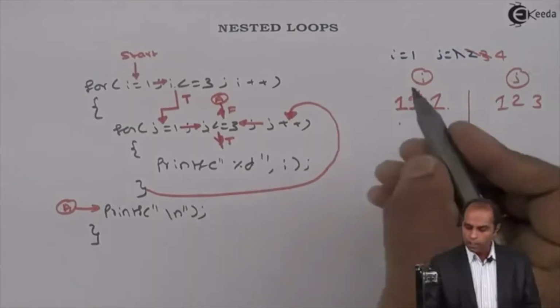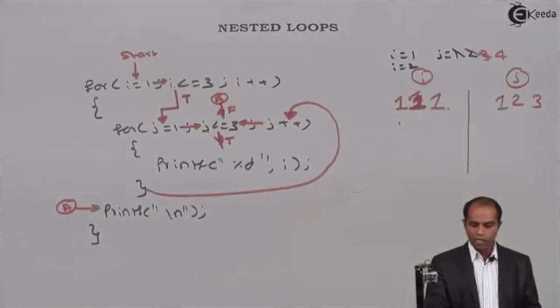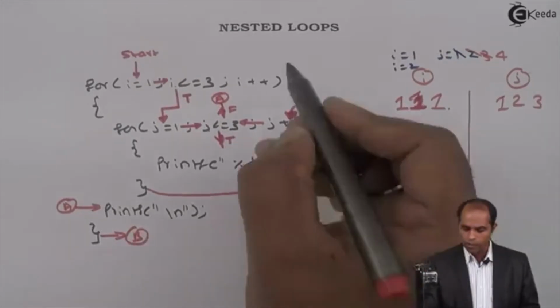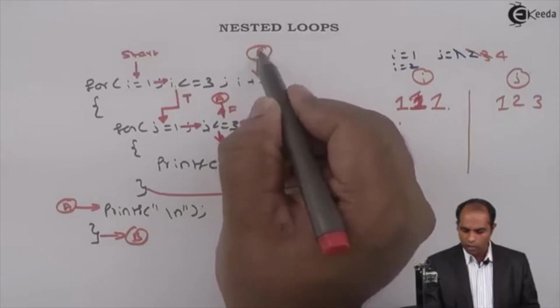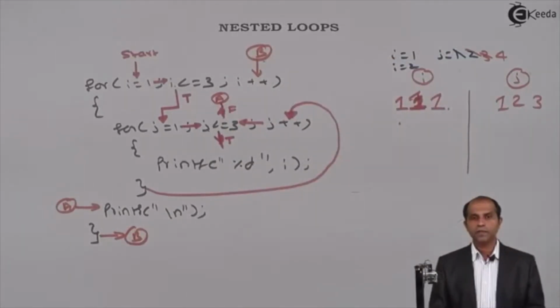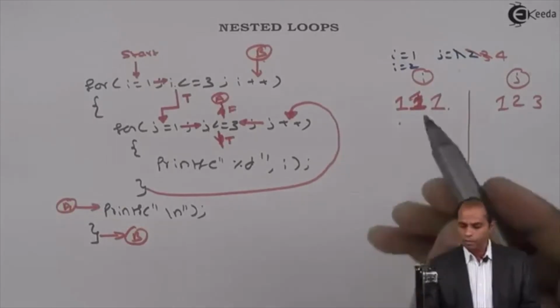So now i becomes 2 in this case. When i is 2, this curly bracket will take you back to i plus plus. This is where the control lands. You can draw a complete arrow from this point to this point, or you can use connectors. So i plus plus. So i will now become 2.